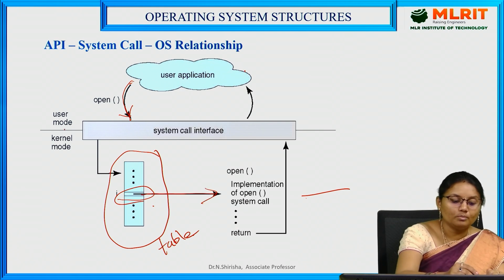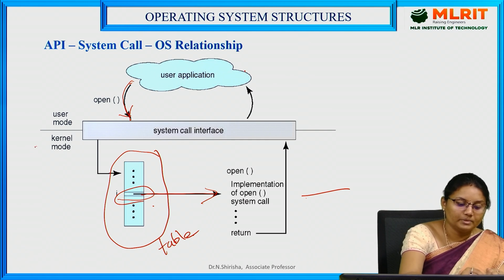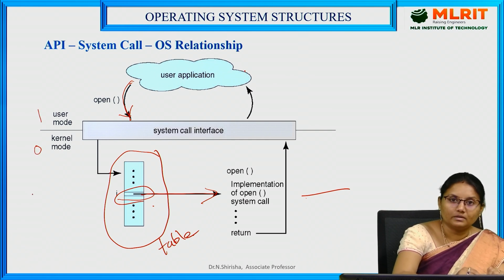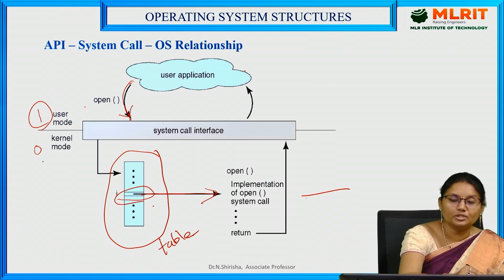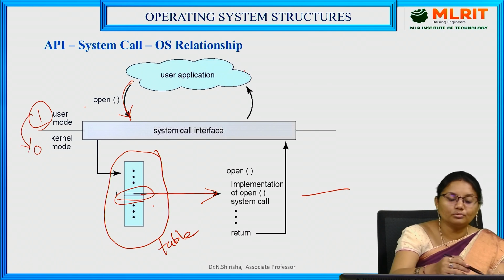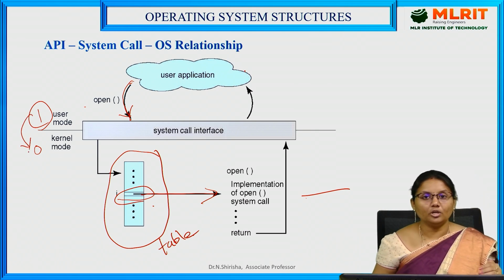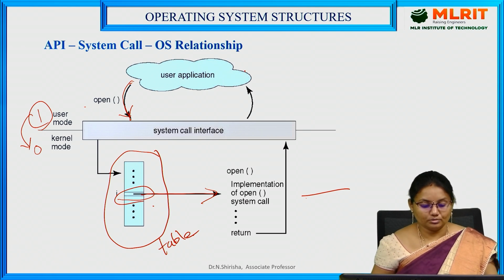So what are the two modes? The two modes are user and kernel. Kernel mode will be 0, user mode will be 1. So whenever it is in user mode, the bit is 1. Whenever it is transferred to the kernel, this 1 will be changed to 0. This is the two-mode context, meaning dual mode operations of an operating system, that we discussed in the previous session. If you want, you can go and check that. Recollect the dual mode operations of the operating system.